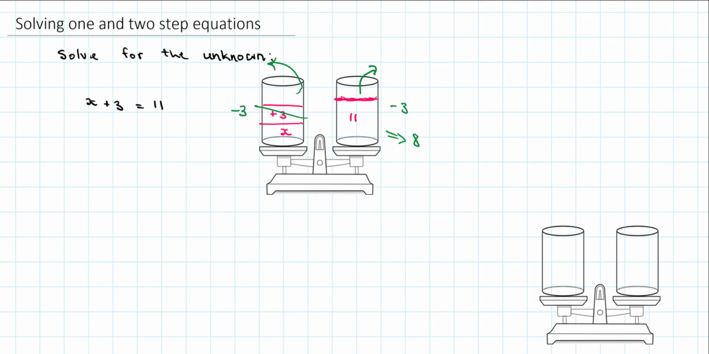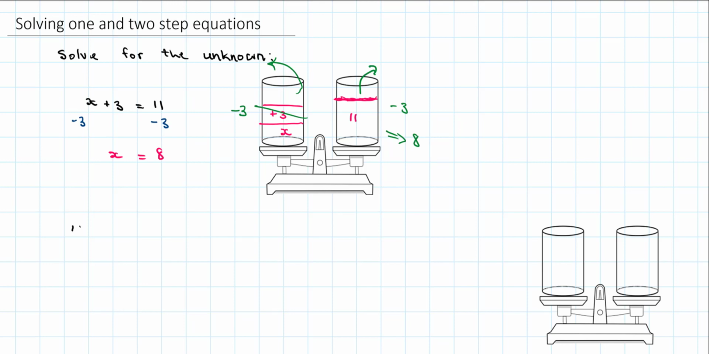So that's a pictorial way of representing it. In terms of mathematics, the step is take away 3 from both sides, and I'm left with x equals 8, because 11 minus 3 equals 8. So that's a really straightforward one. Let's look at another one.